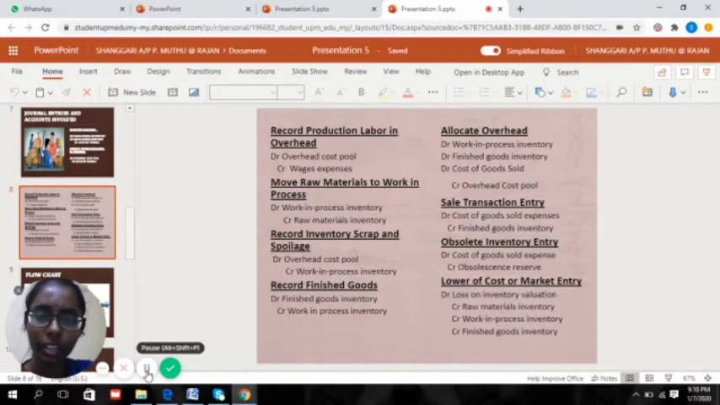The sale transaction entry happens if items have been delivered as manufactured products. So the entry will be debit cost of goods sold expenses, credit finished goods inventory. The obsolete inventory entry will be debit cost of goods sold expenses, credit obsolescence reserve. Then last, the lower of cost or market entry. This entry is involved when a company decides to reduce the carrying price. So the entry will be debit loss on inventory valuation, credit raw materials inventory, work in process inventory, and finished goods inventory.